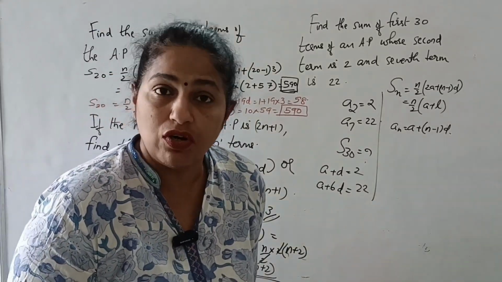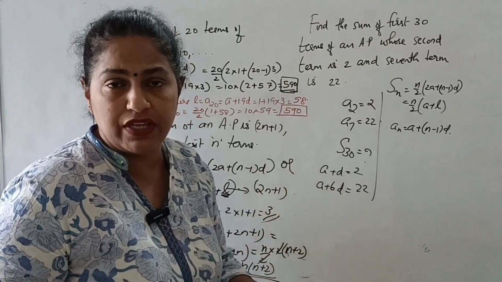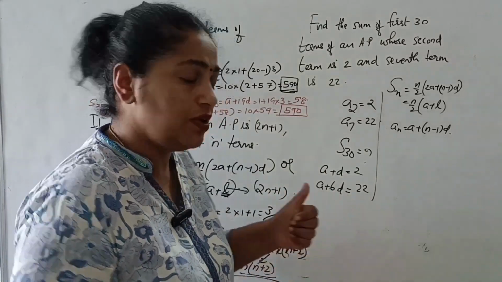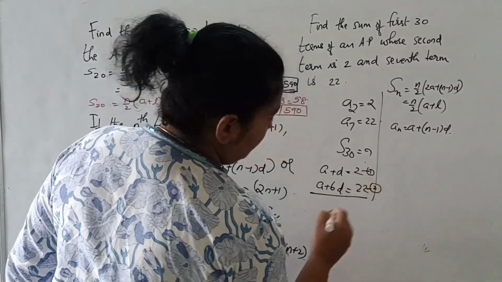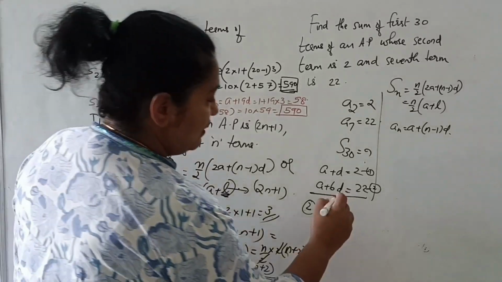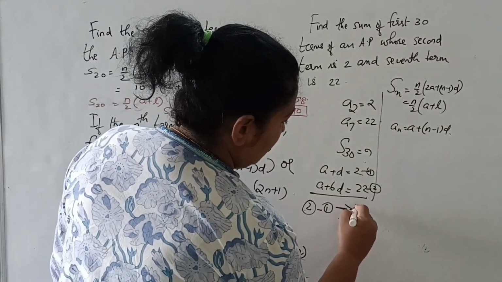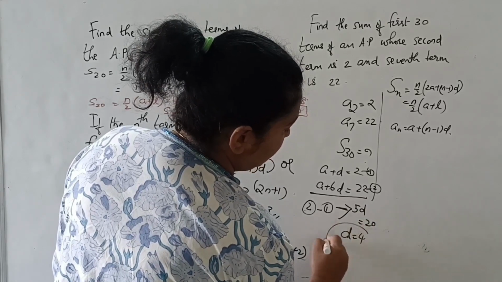Okay. Now, you have got two equations and two unknown variables. Let us try to solve for these unknown variables. If you subtract the first from the second, you will get 5d is equal to 20, or d is equal to 4.